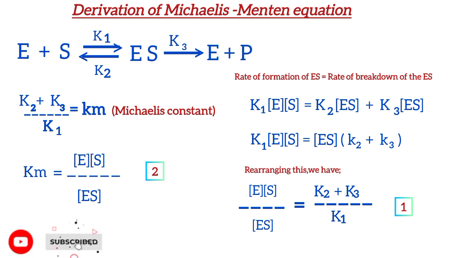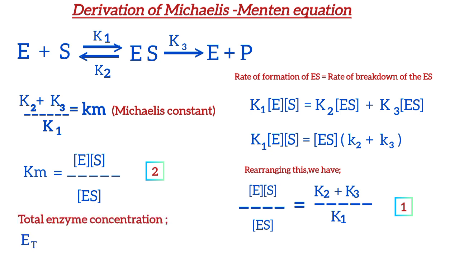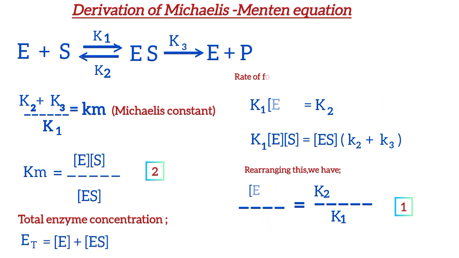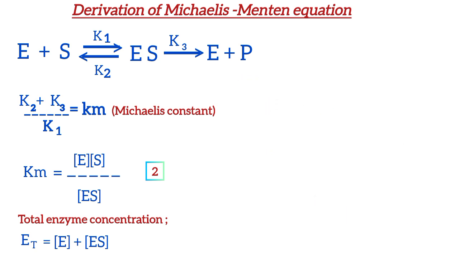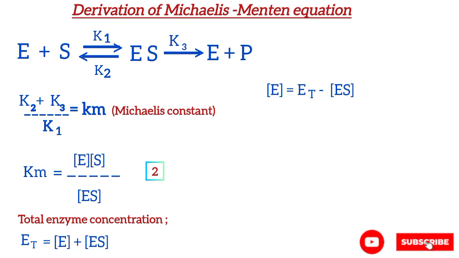To continue deriving this equation, we need to be familiar with a term known as the total enzyme concentration. The total enzyme concentration is the sum of the concentration of the free enzyme and the enzyme-substrate complex. Now, we make the enzyme concentration the subject of this equation and then substitute it into equation 2. When we substitute this into equation 2, we have this.